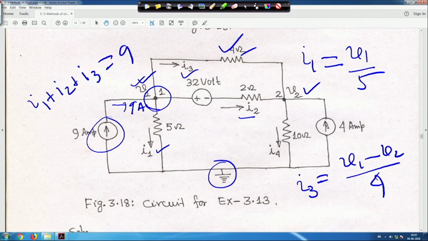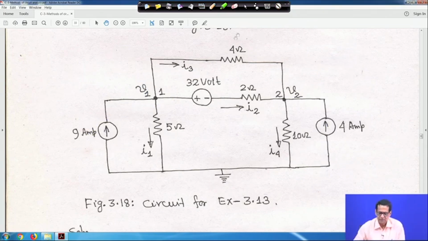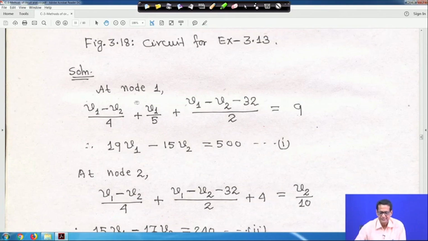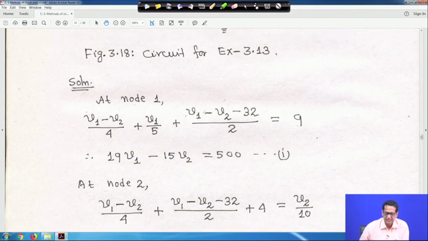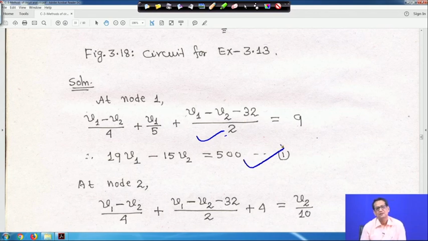And so, let me clear it, right. So, if you do so, then this is at node 1, this is the equation, whatever I said, right. And this is that equation, is equal to 9. So, I2 I told you is V1 minus V2 minus 32 by 2. So, if you simplify, this is your equation 1, right. Similarly, you apply KCL at node 2.